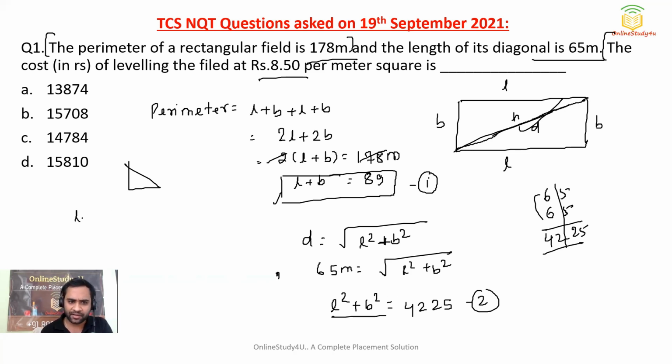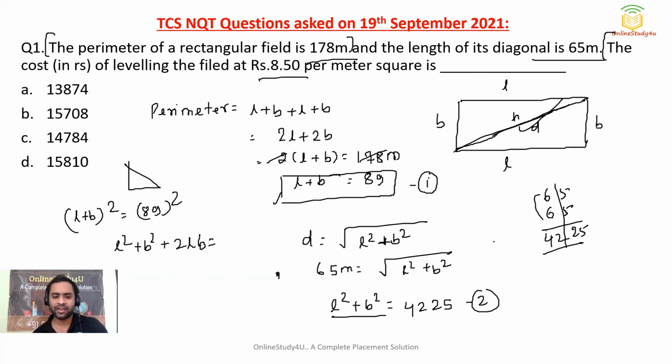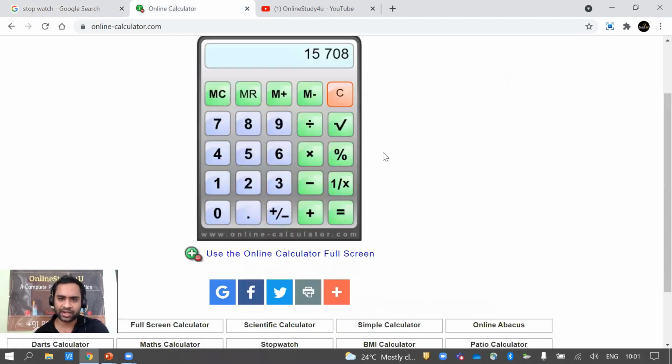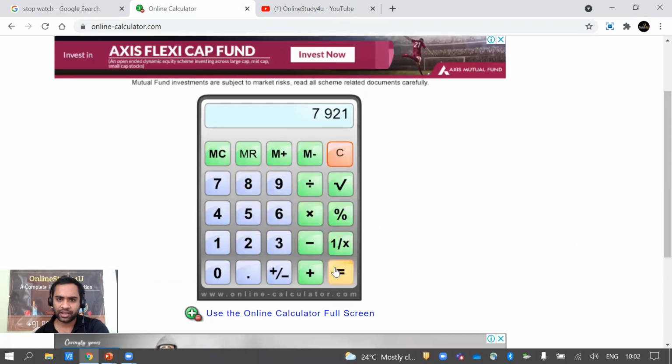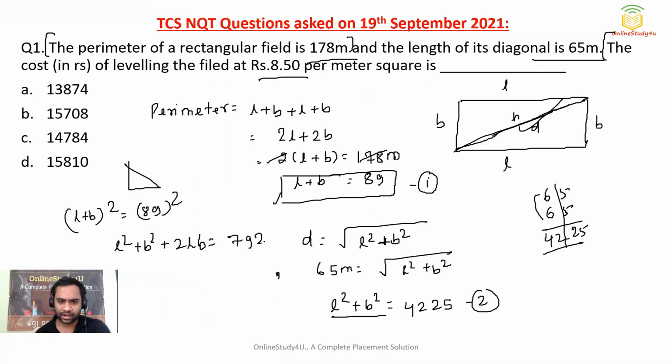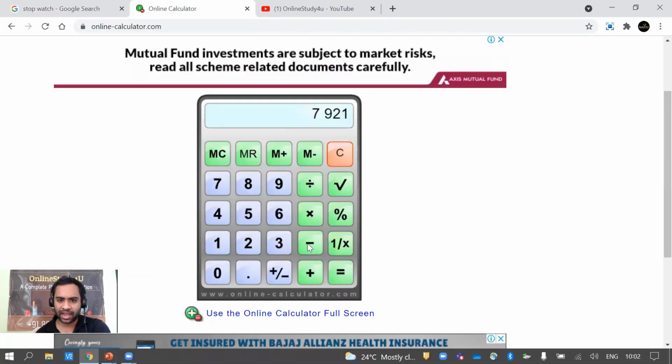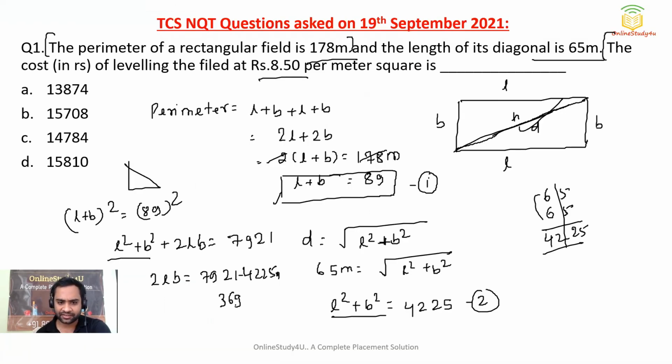Squaring both sides, (L plus B) square will be equal to 89 square. So this is L square plus B square plus 2LB equals 89 square. 89 square I had calculated here: 89 into 89 is nothing but 7921. Now L square plus B square is 4225. So 2LB will be equal to 7921 minus 4225. I will subtract 4225 from this, which equals 3696.